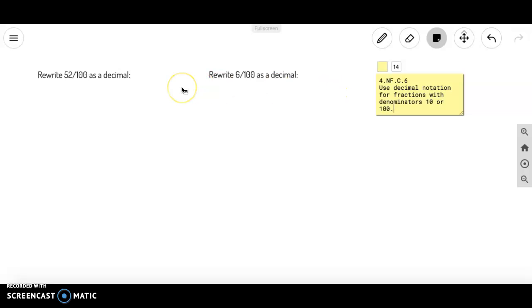Today I have two of our questions from our last exit ticket that I want to go over with you guys. Today's lesson is going to be continuing with what we did last time, in which we're converting from the hundredths place fraction to the hundredths place in decimals. So I'm going to get started with these two questions.